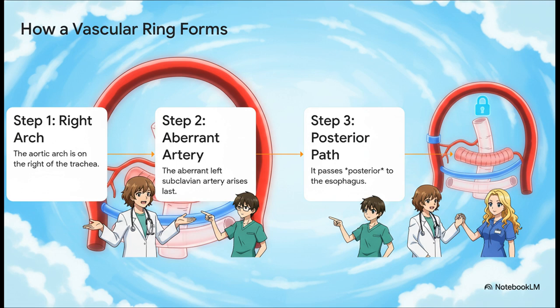And for the final piece of the puzzle, you have the ligamentum arteriosum over on the left, tethering the aorta to the pulmonary artery. Boom! The trap is set. The trachea and esophagus are now completely encircled.